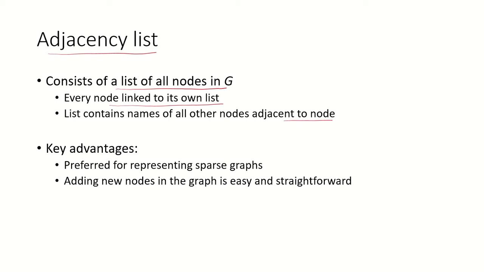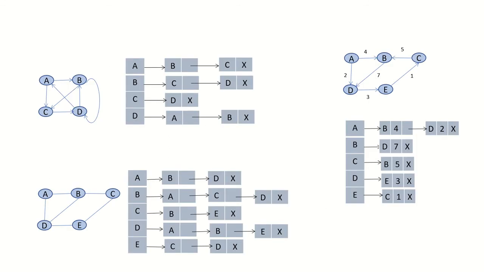So the key advantages of using this adjacency list are that it can represent sparse graphs without wastage of space as compared to the adjacency matrix, and also adding new nodes in the graph will be easy and straightforward. This we will discuss in more detail once we take a look at what an adjacency list is. So take an example of this graph over here.